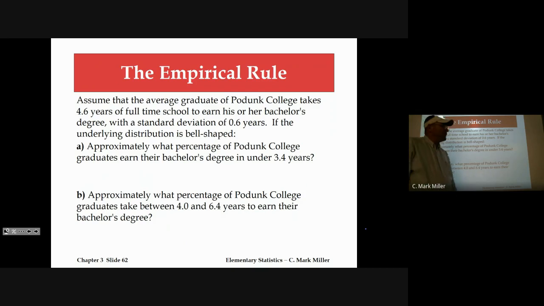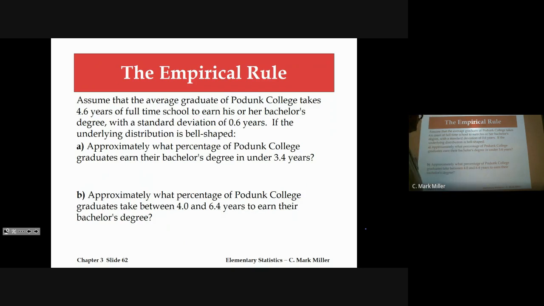Assume that the average graduate from Podunk College. Now, I used to use your college. But you know what happened? People started to use the real information they knew about your college and say, oh, that example's not right. And so instead of updating all my examples all the time for whatever's current at your college, I just went to Podunk College.